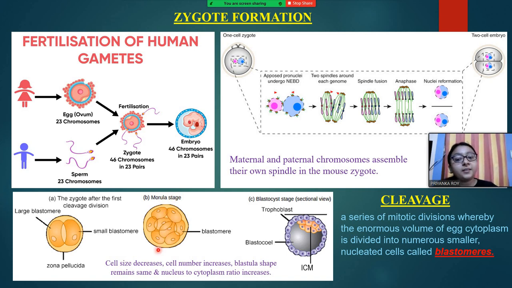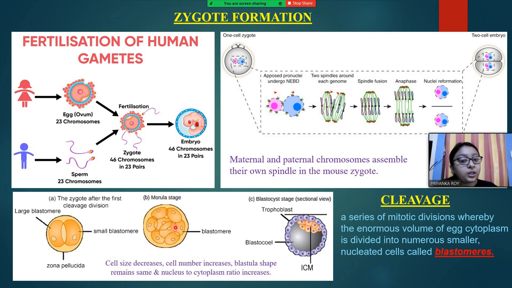So the individual cell size decreases, the total size and shape remain the same, the cell number increases, and the nucleus to cytoplasm ratio increases. What does that mean? The number of nuclei will increase and the amount of cytoplasm in each cell is going to decrease, because the amount of cytoplasm is the same and only the nucleus is dividing and giving rise to a number of cells. These are the characteristic features of cleavage.